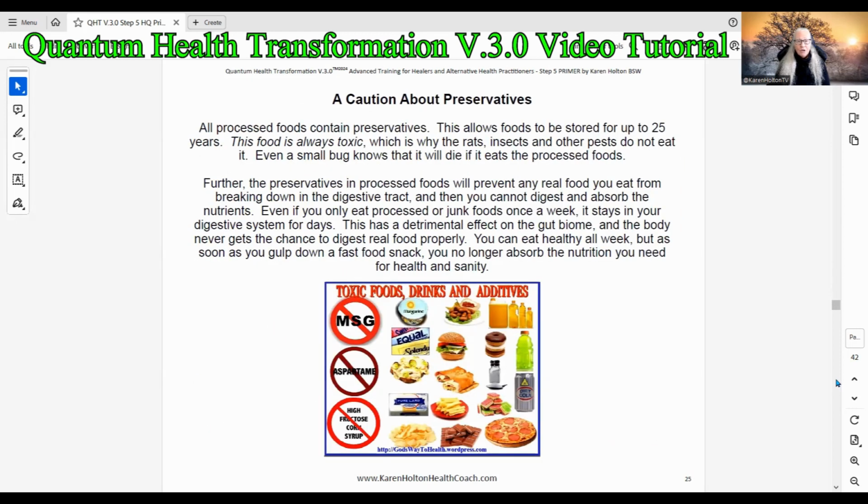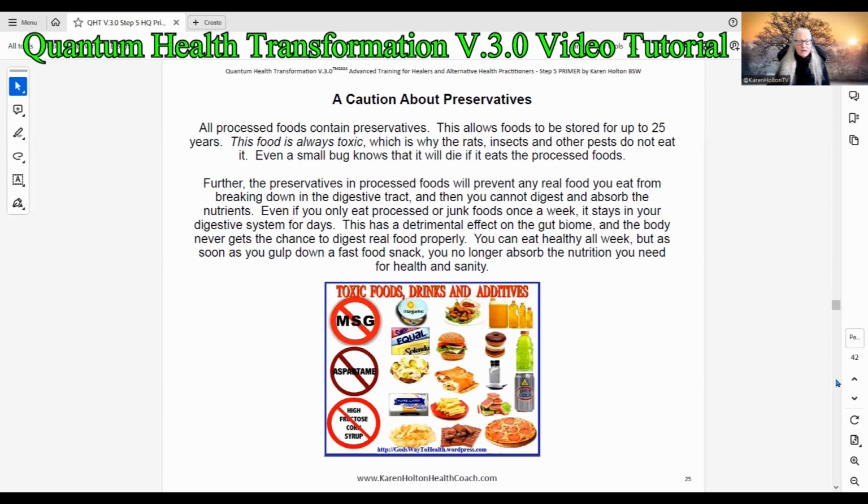Now I want to say a word of caution about preservatives. All processed foods contain preservatives. This allows foods to be stored for up to 25 years. This food is always toxic, which is why the rats and insects and other pests do not eat it. Even a small bug knows that it will die if it eats the processed foods. Further, the preservatives in processed foods will prevent any real food you eat from breaking down in the digestive tract, and then you cannot digest and absorb the nutrients.